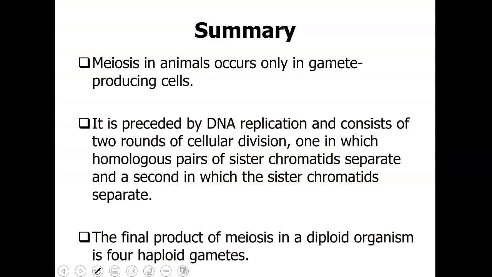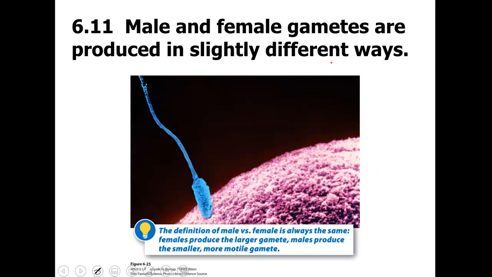So in summary, meiosis in animals occurs only in the gamete-producing cells. So this will happen at the ovaries or the testes when they're producing the gametes. It is preceded by DNA replication and consists of 2 rounds of cellular division, meiosis 1 and meiosis 2. One in which the homologous pairs of sister chromatids are going to separate, and then the second one, those sister chromatids will separate. And then the final product is going to be a diploid organism that has 4 haploid gametes.